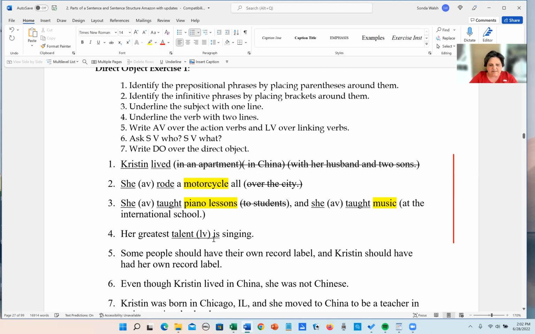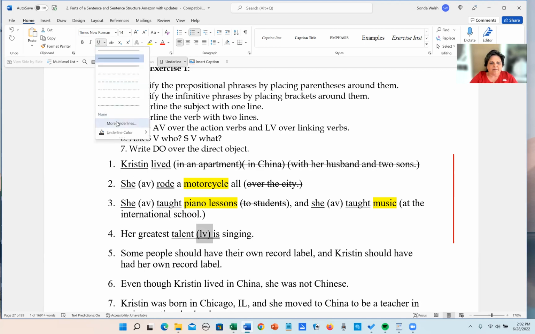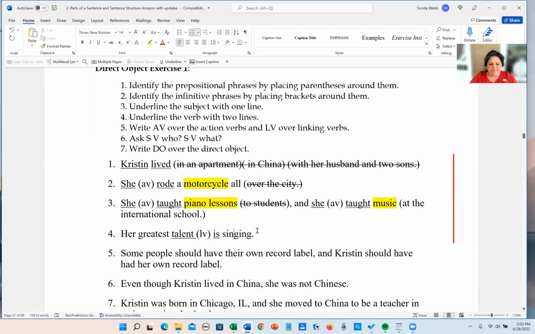So that tells us, since we have a linking verb, we will not have a direct object. We cannot have a direct object. Okay, so even though the word singing answers talent is who, talent is what, it is not a direct object because we have a linking verb. This is what we call a predicate nominative, and we're going to learn that later on in this chapter. So you don't need to do anything to that.